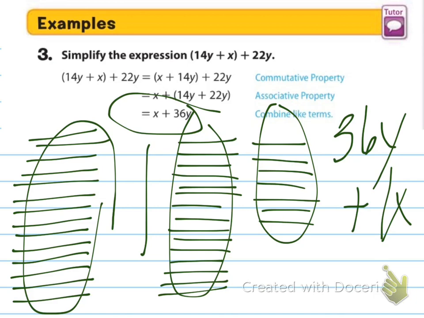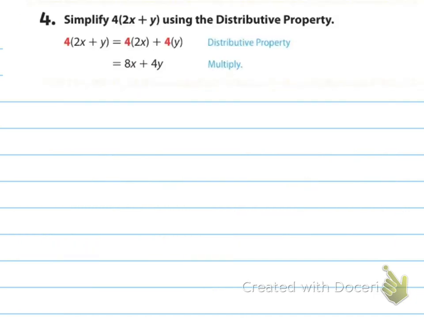Basically, I have 14 yo-yos plus 1x plus 22 yo-yos. I can put my yo-yos together and I have 1x. Sometimes you can use that to help you out too. Just change that y to a word that makes sense to you.